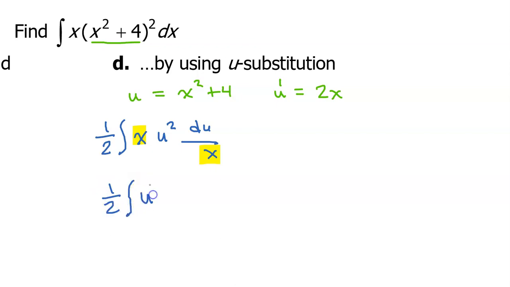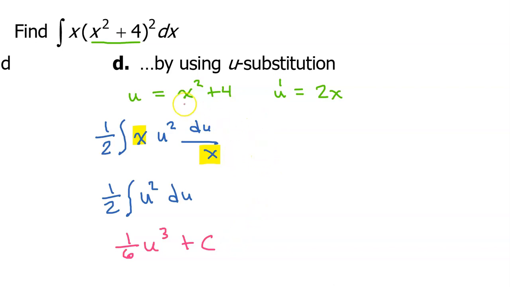So now I have 1/2 integral of u squared du. So power rule. We have u to the 3rd power, and we need to divide by this new exponent. So if I do 1/2 divided by 3, that's going to be 1/6. And the constant of integration, so plus c.